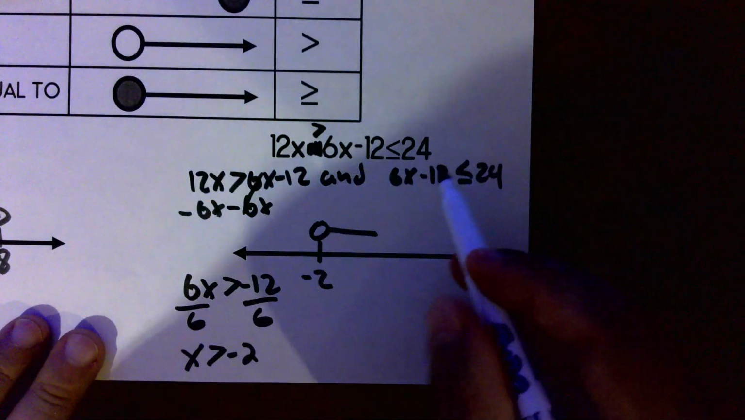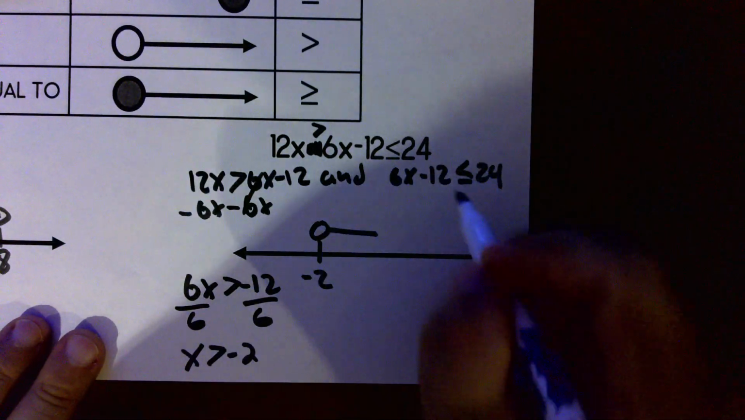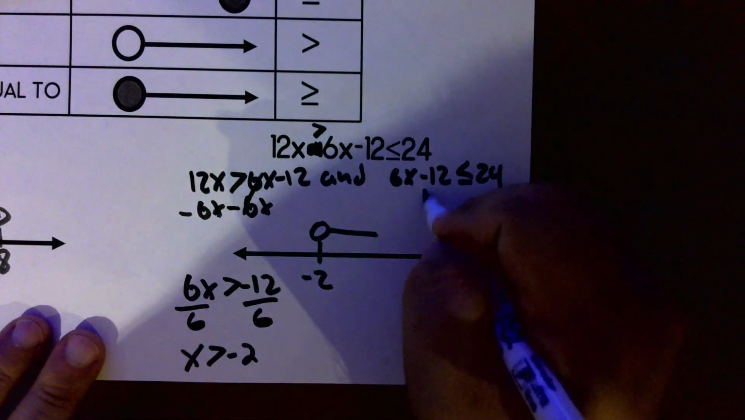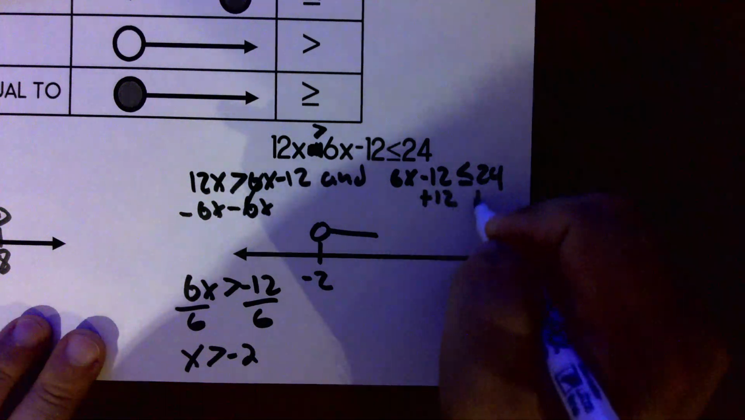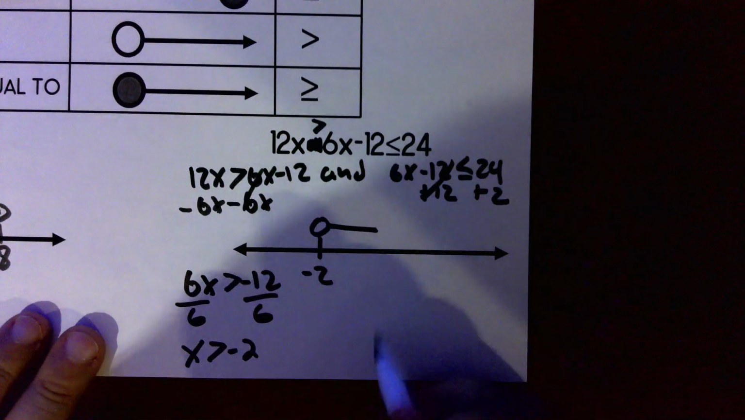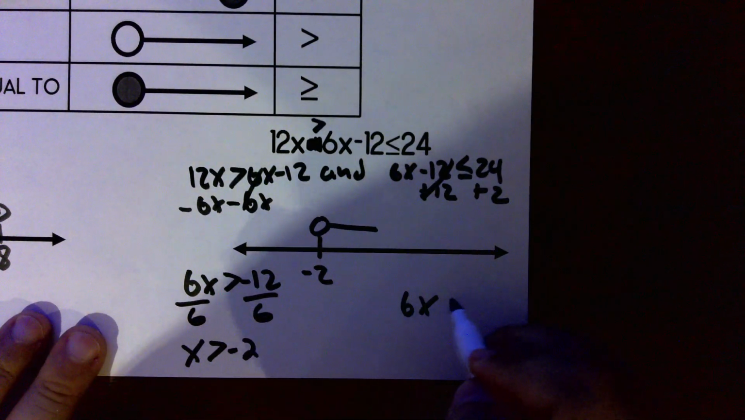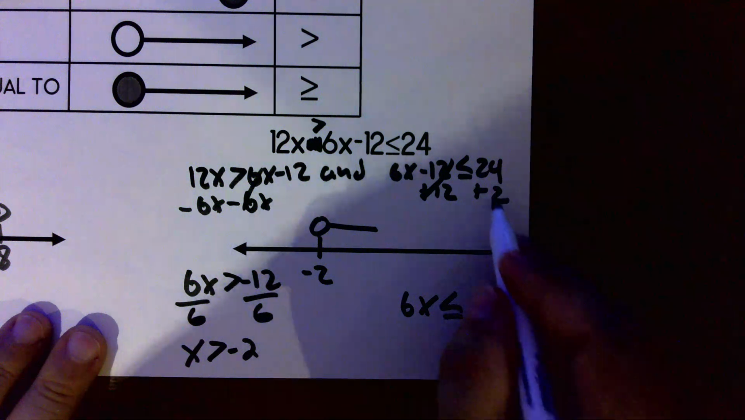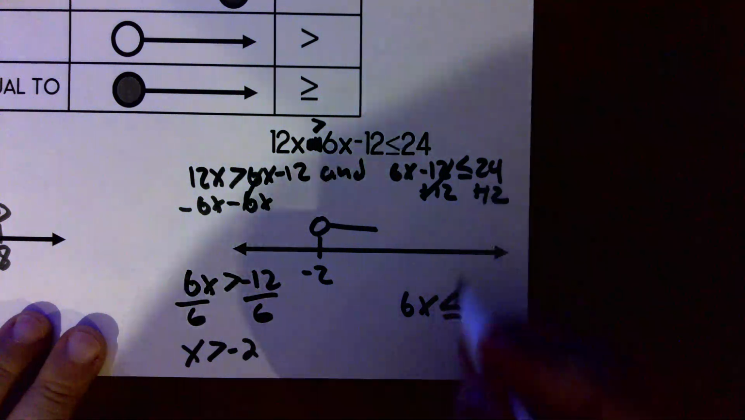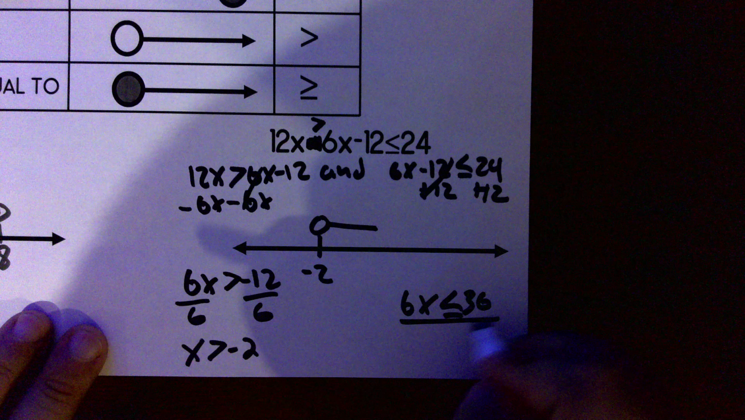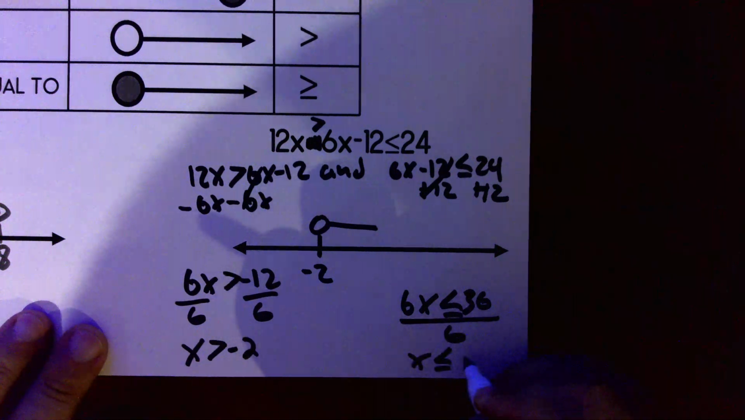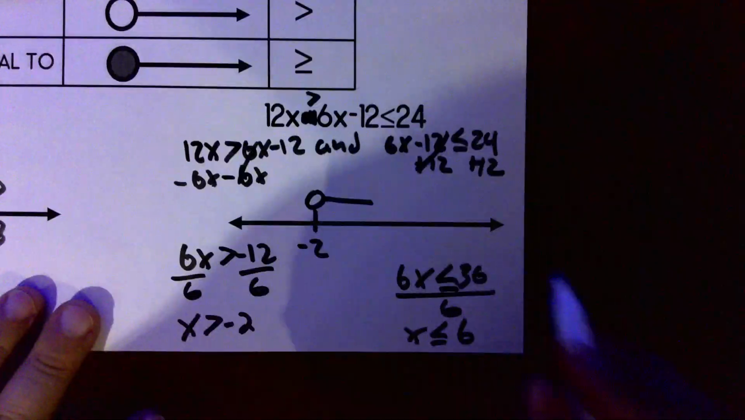Alright, your second inequality, we're going to run out of room here as well. We need to add 12 on both sides. We'll come down with it. This is 6x is less than or equal to 24 and 12, which makes 36. Divide by 6, and x is less than or equal to positive 6.